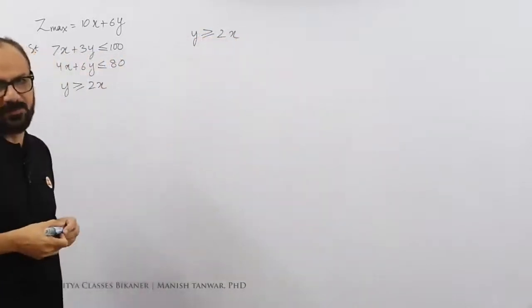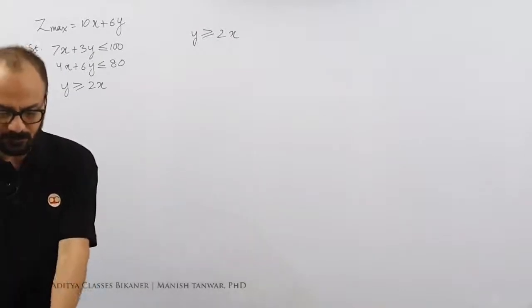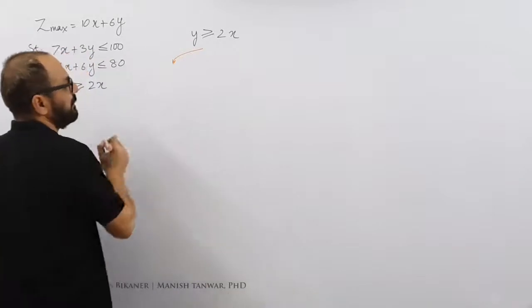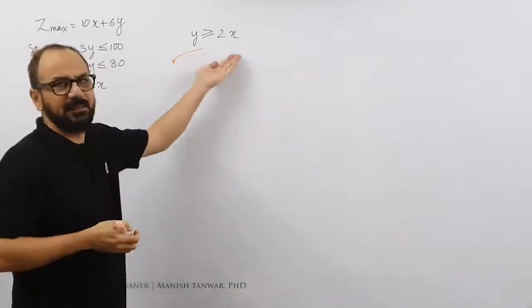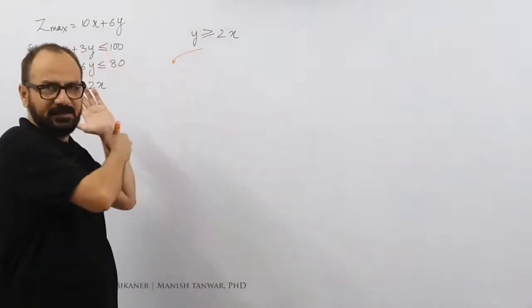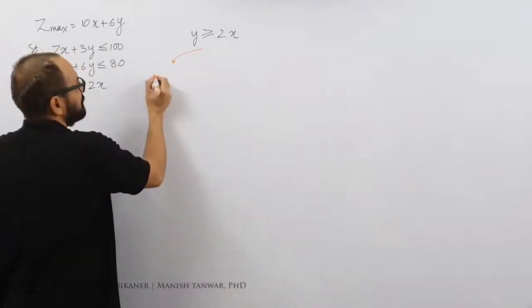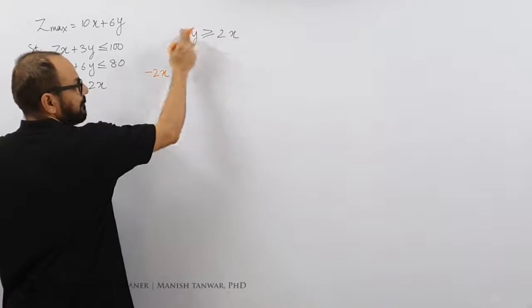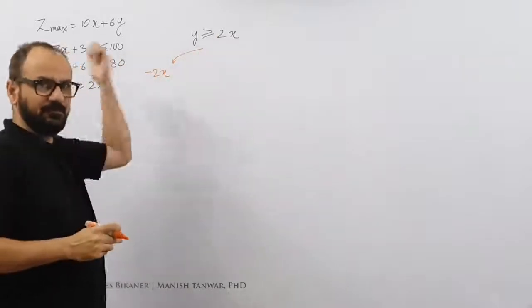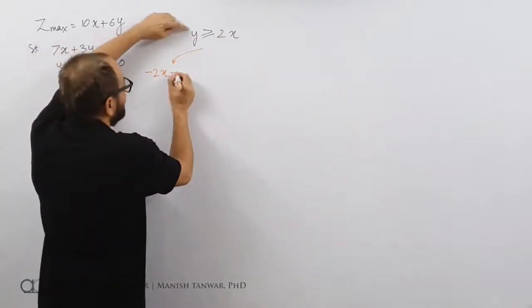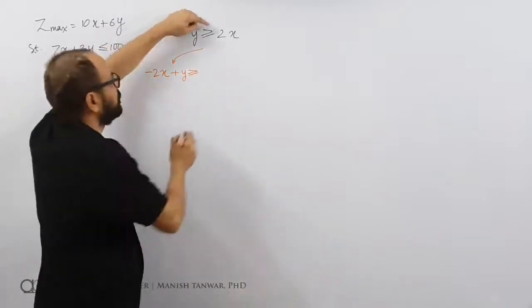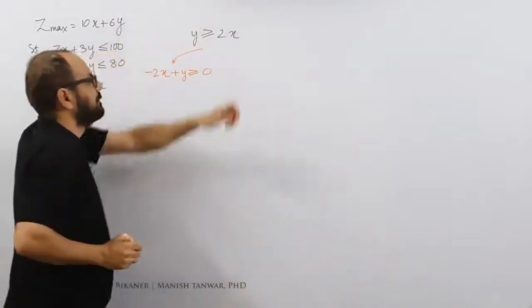Now there can be two treatments for this constraint. Let us have one treatment in a different color. One treatment could be that you bring the 2x onto the left hand side. In that case, 2x coming onto the left hand side becomes minus 2x, positive becoming negative when switching sides. This will stay plus y, the sign remains greater than or equal to, and here we are left with 0.